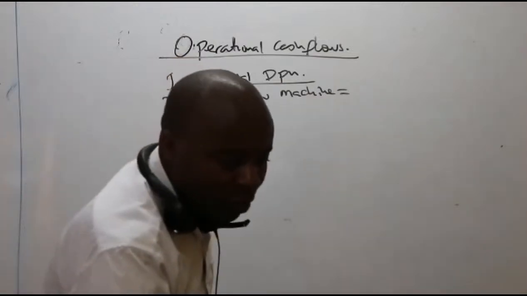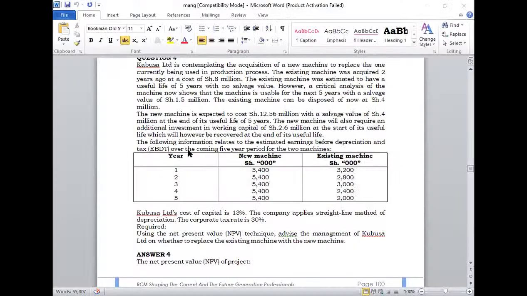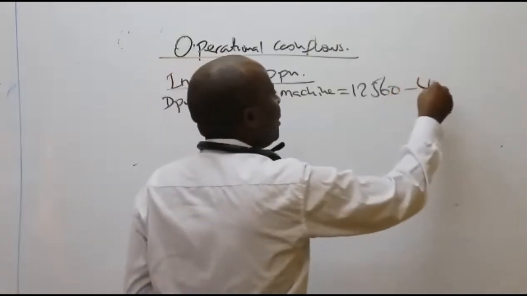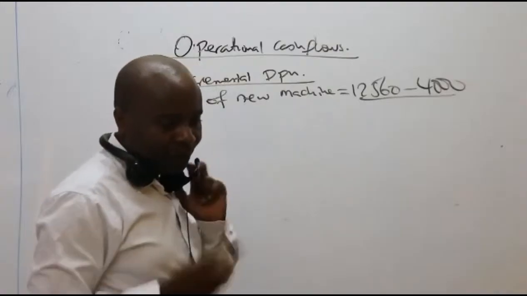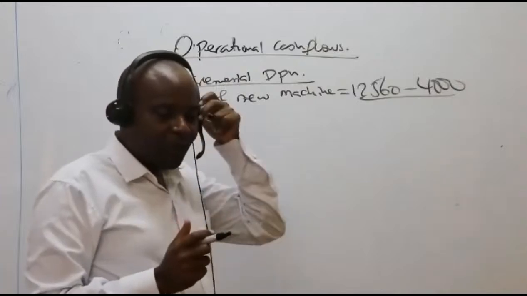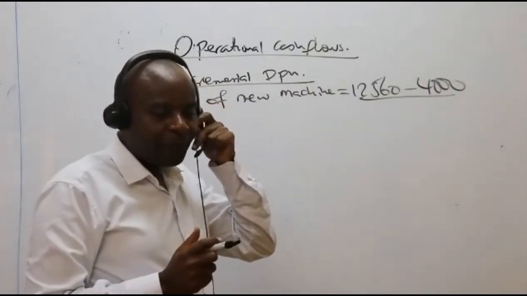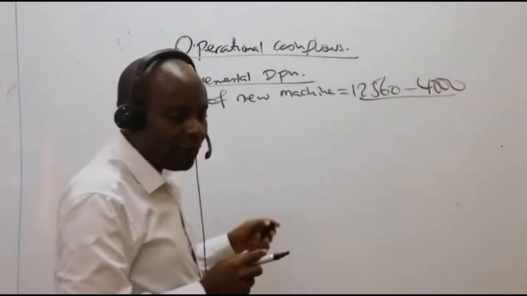The cost of the new machine, ladies and gentlemen, here is 12,560. So 12,560 minus its scrap value. Scrap value is 4,000 for our case because we are cutting 3 zeros. So 4,000, divided by the number of years. Number of years, 5 years.